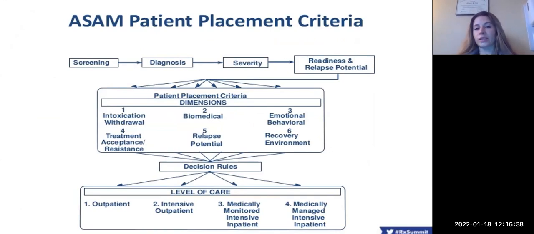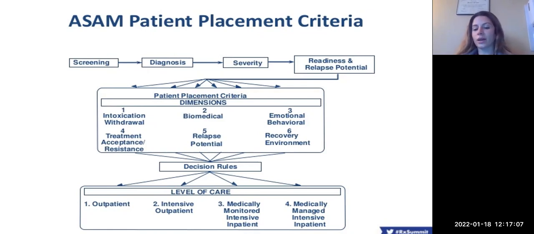So ASAM has this really nice process where it goes from screening to diagnosis to leveling. So it tells you the level of severity that you need to work on, their readiness for treatment and relapse potential, and looks at multiple of what's called patient criteria or placement criteria, which helps us to make a determination what level of care, what setting of care is going to be the best fit for this person. And then you use a decision rule to apply that level of care.